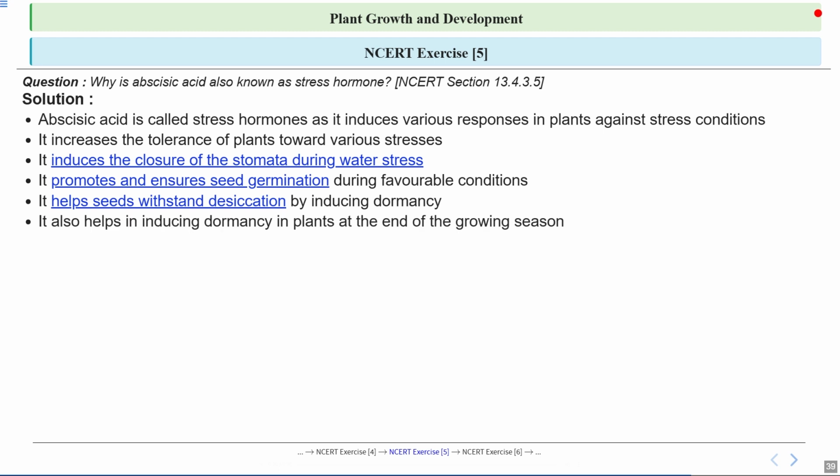So at the end of the growing season, abscisic acid helps the plant prepare for winter or dry periods by inducing dormancy in various parts of the plant. This is similar to how animals hibernate during the harsh season. So finally, abscisic acid promotes abscission, which means it helps the plant shed leaves, fruits, and flowers. This allows the plant to conserve resources and survive until conditions improve. It's much like a tree dropping its leaves in autumn.